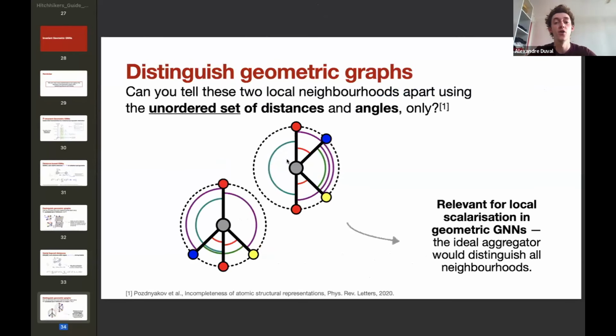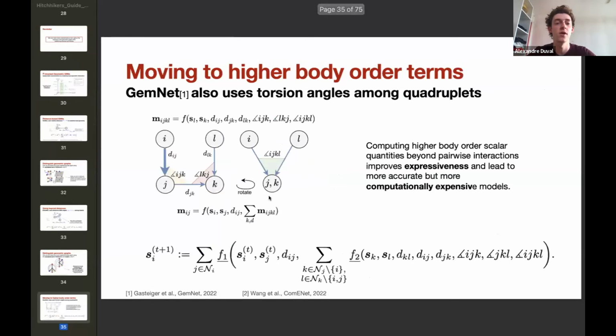But here again, you can't distinguish between some graphs. There are some atomic systems that share the same set of distances and angles, while they are different, as you can see on the slides. So we need to go further and increase even more the body order of scalarization. And that's what GemNet does. GemNet moves to higher body order terms, and in particular to torsion angles between quadruplets of atoms.